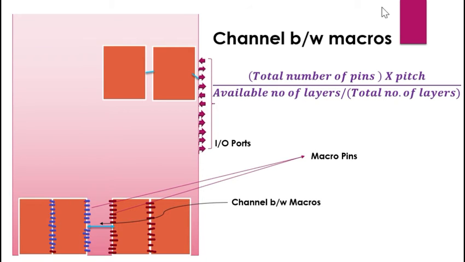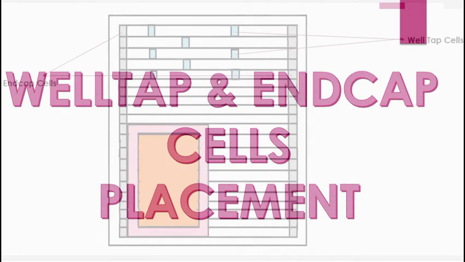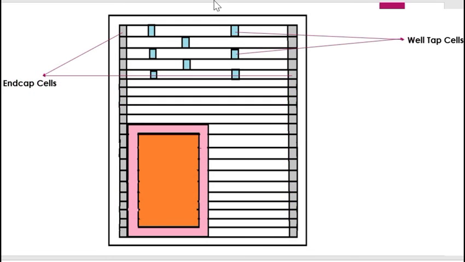So once macros are placed, we place a few physical only cells, that is well tap and end cap cells. End cap cells are placed at the end of each row. They are placed for some kind of poly and well alignment, whereas well tap cells are placed at every certain interval. They are basically used to prevent latch-up and also for N-well and implant layer continuity.